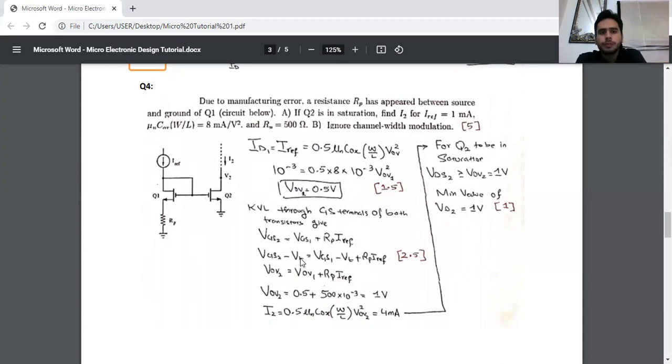the threshold voltage from both sides in order to get the expression in terms of V overdrive. So we get V overdrive for MOSFET 2 equals V overdrive for 1 plus Rp into IREF. So V overdrive 2 equals 0.5, which we calculated earlier, plus 500 into 10 power minus 3, that is Rp equals 500 ohms into IREF, that is 1 milliamp. So we get a V overdrive voltage for MOSFET 2 that comes out to be 1 volt.